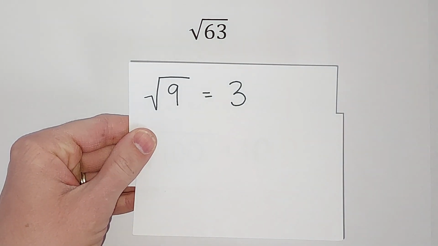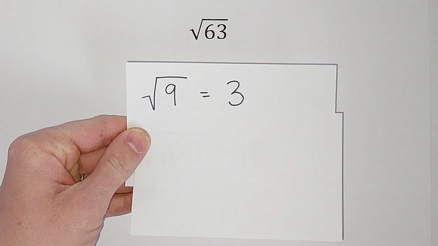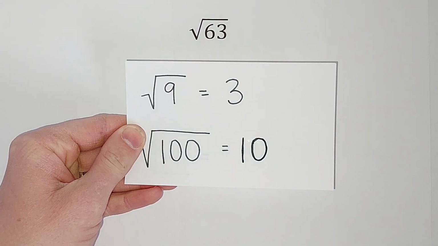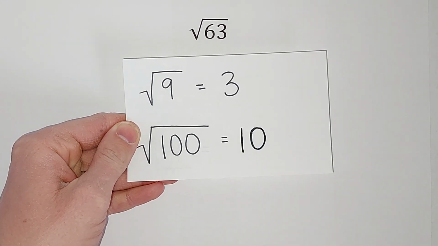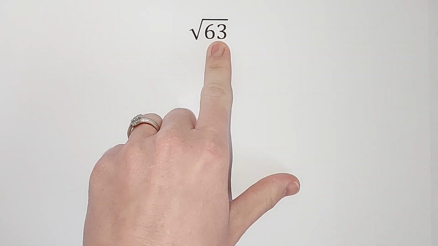Hey, we are looking at square roots today, and more specifically, square roots that don't have a pretty answer. Okay, so fastest square root review of your life. All right, square root of 9 is equal to 3 because 3 times 3 gives me 9. Square root of 100 is 10 because 10 times 10 gives me 100. So what the square root is asking is what number multiplied by itself gives me this number.